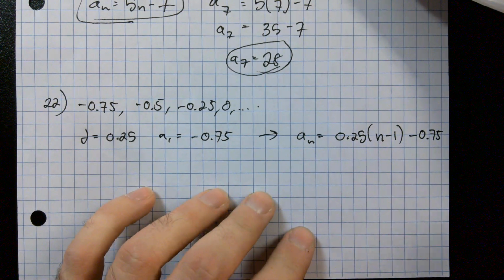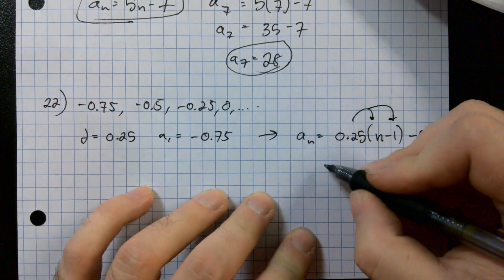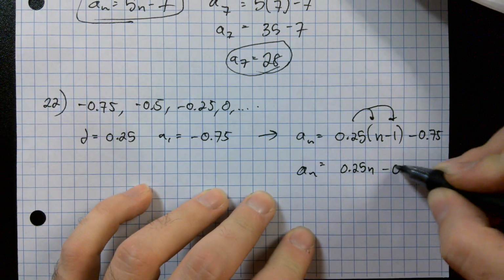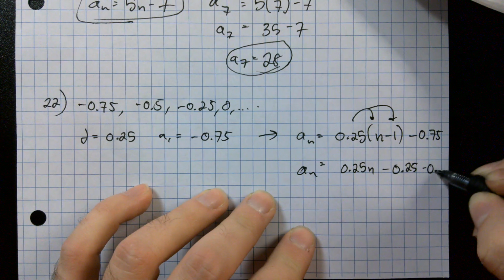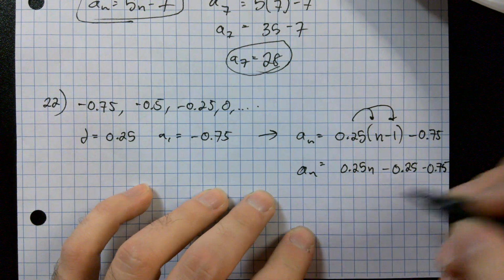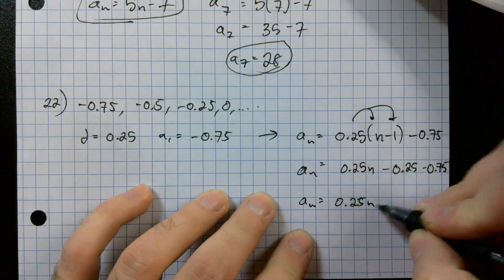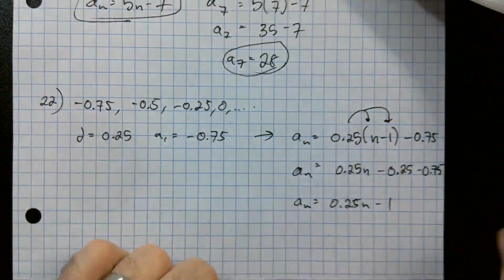I'm going to do the same thing. I'm going to distribute and combine like terms. 0.25n minus 0.25 minus 0.75 gives me a sub n equals 0.25n minus what? 1.